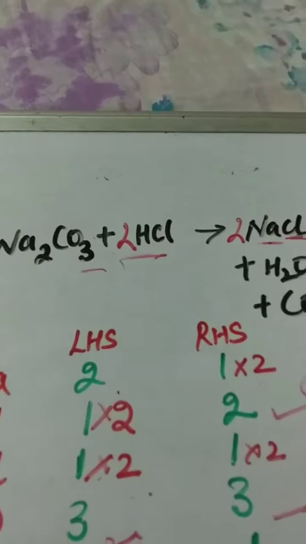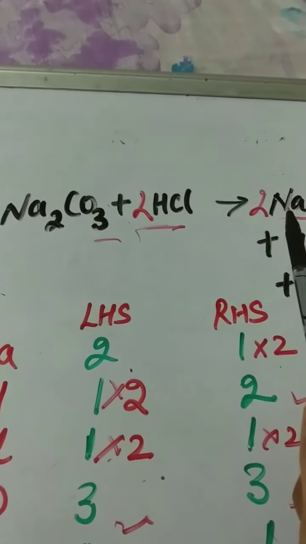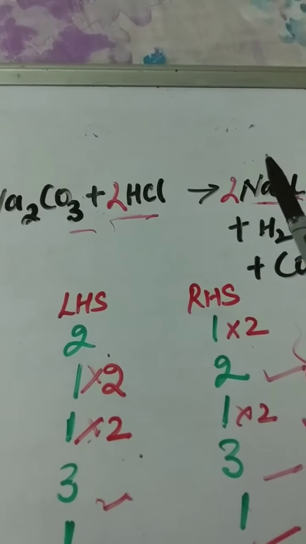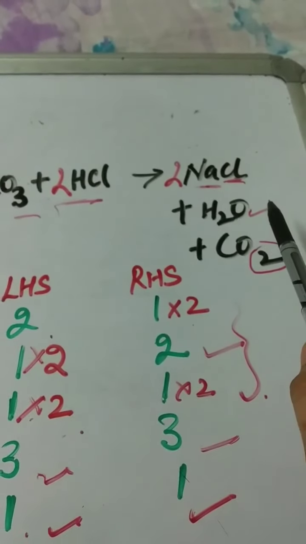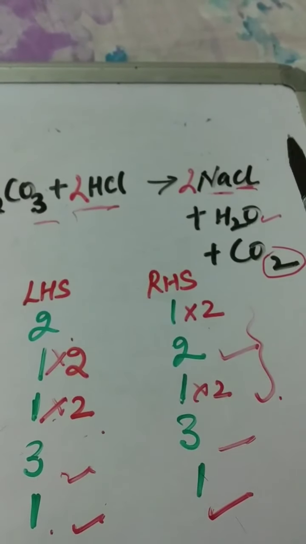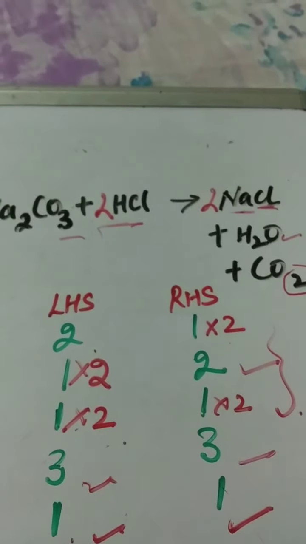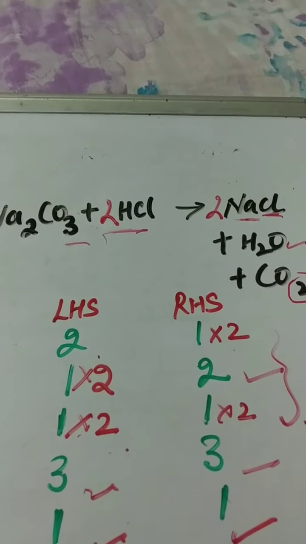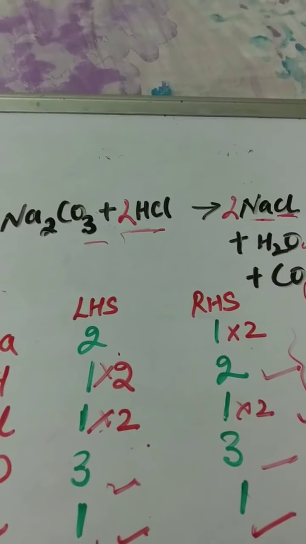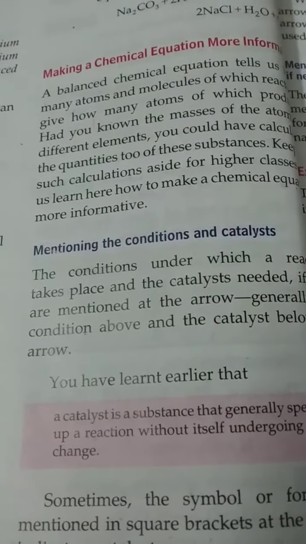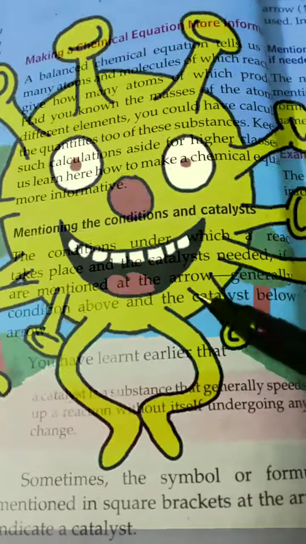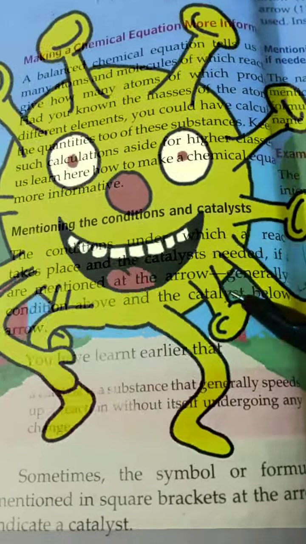A balanced equation tells us how many atoms and molecules of which reactant give how many atoms of which product through the balanced equation. Now how can we make the chemical equation more informative? First, mentioning the conditions and catalyst. The condition under which a reaction takes place and the catalyst needed.